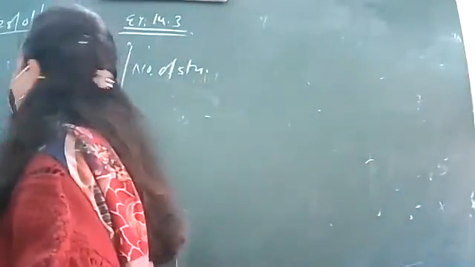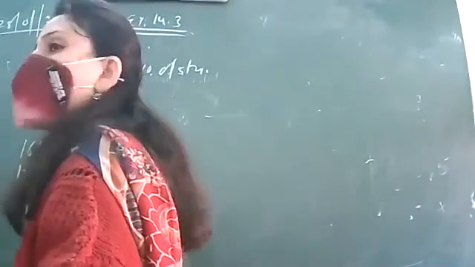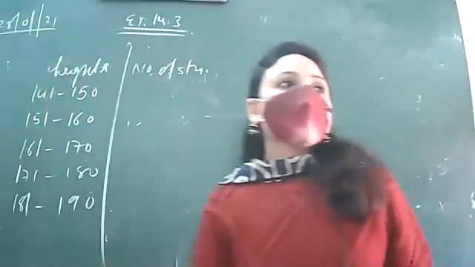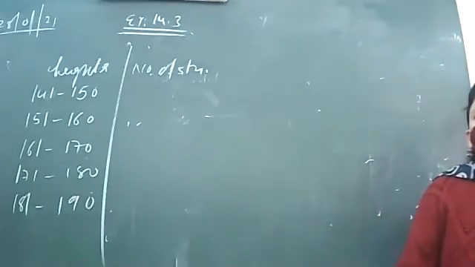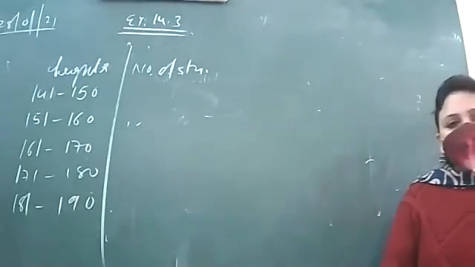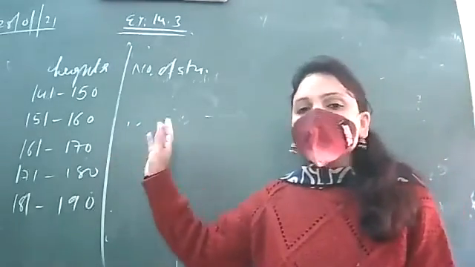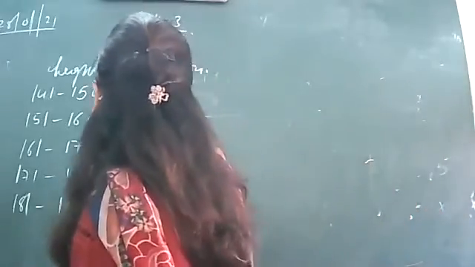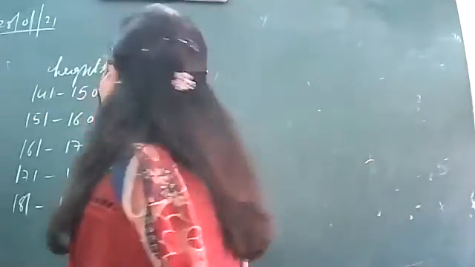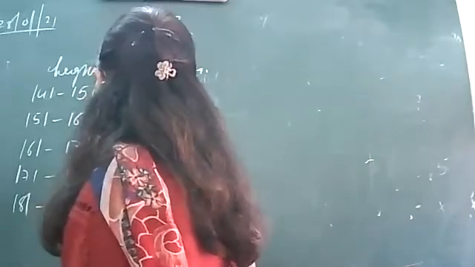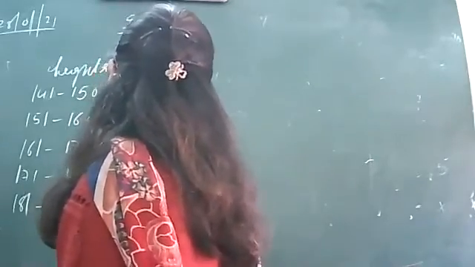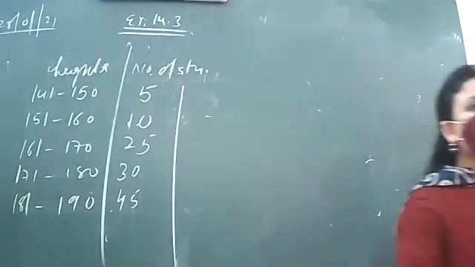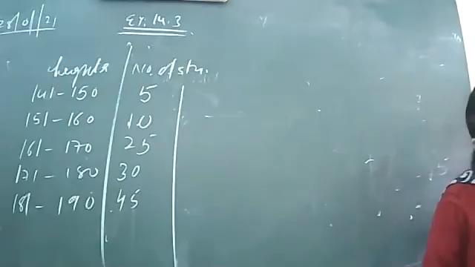So 171 to 180, 181 to 190. This is the data, and the number of students associated with it, the heights of the students in centimeters, and then the number of students, say it be 5, then 10, then let it be 25, 30, and let it be 45. So suppose we are to draw the histogram with this data.